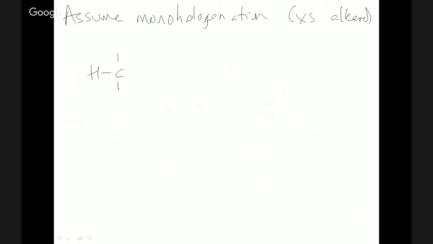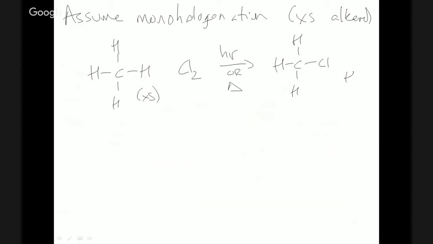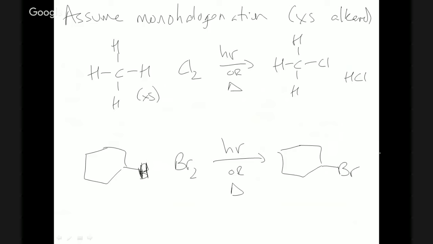Let's just look at the simplest alkane. That's methane. We're going to have excess of that, and we're going to treat it with Cl2, h nu or light, or I mean heat or light, either one, and you can do a substitution. And you get HCl. You can take cyclohexane, which is a very nice building block. Or you could just leave it as a hexagon. Same conditions, either one, and you can do a monobromination. We're going to look at really important differences between Cl and Br.